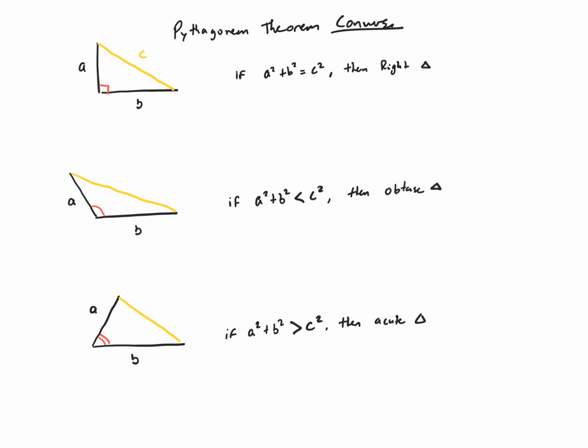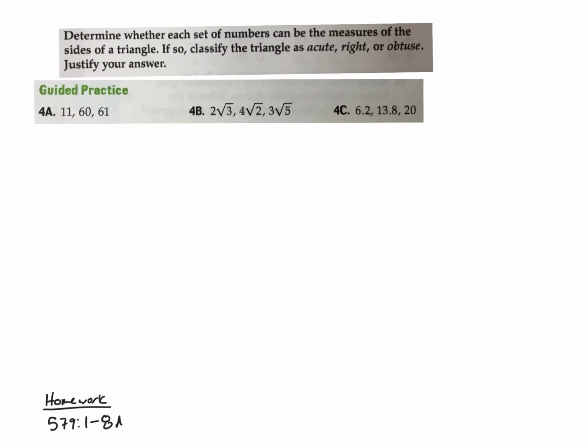So let's just test that out here. These are three problems just from the book. It says determine whether each set of numbers can be the measures of the sides of a triangle, which we've covered before. If so, classify the triangles as acute, right, or obtuse, and then show your work for that. So the first thing we're going to do is ask, can these be a triangle?